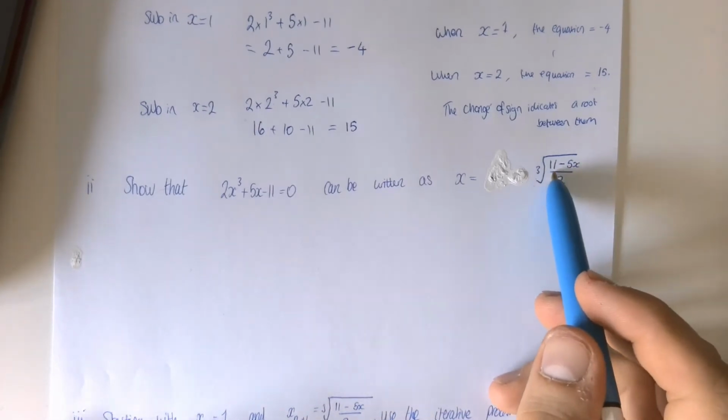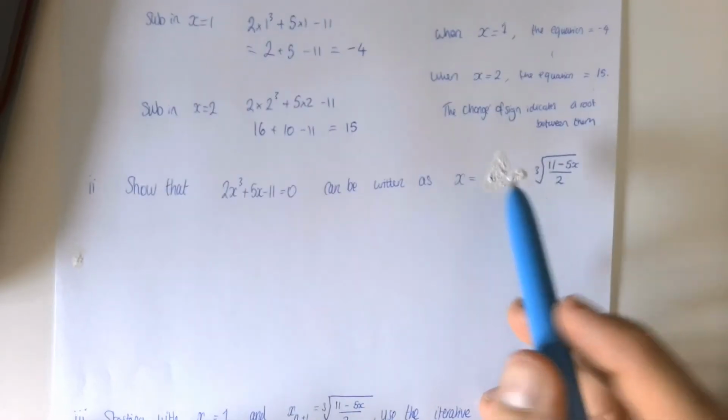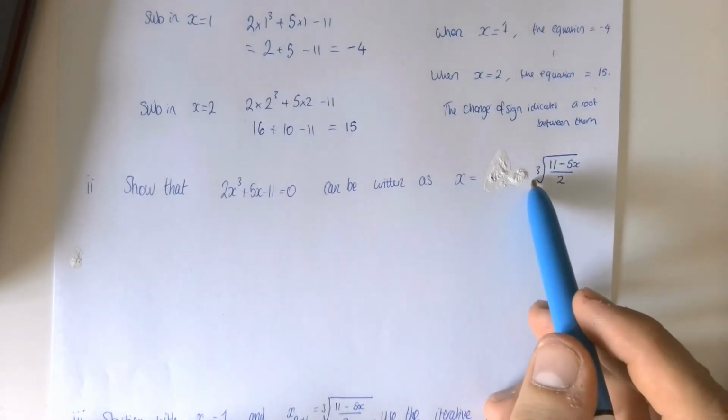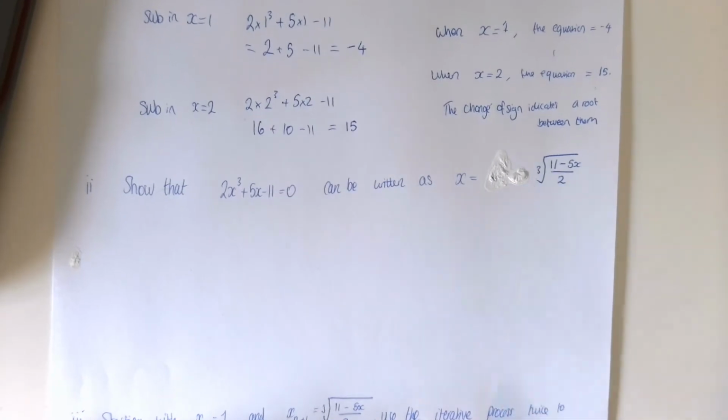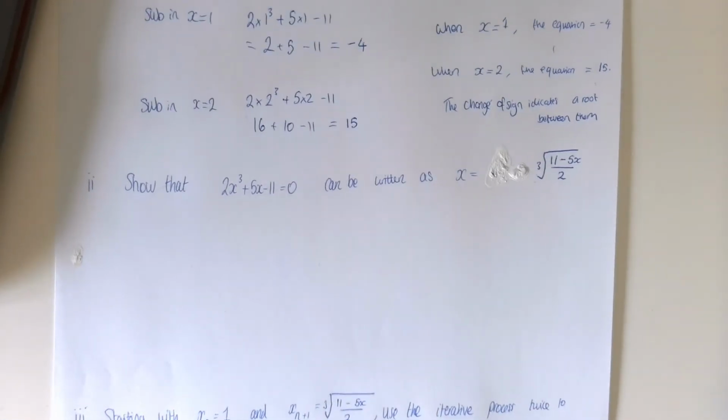So you need to show that 2x cubed plus 5x minus 11 equals 0 can be written as x equals the cube root of (11 minus 5x) over 2. So this is just a rearrangement. But it's actually a little bit nicer than most rearrangements. I'm not saying it's easy because there's some cube rooting going on. It's a little bit horrible, but you've got something to work towards. You've got a hint about where you should be going.